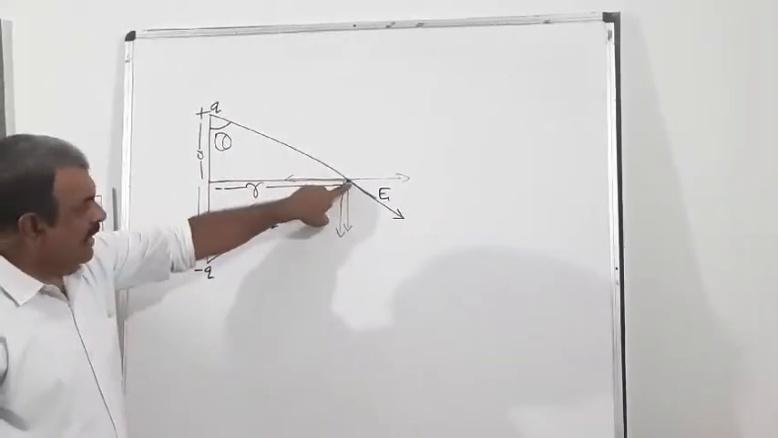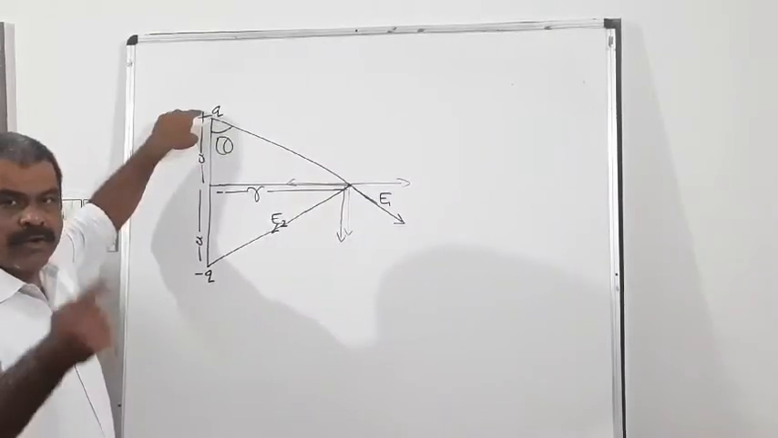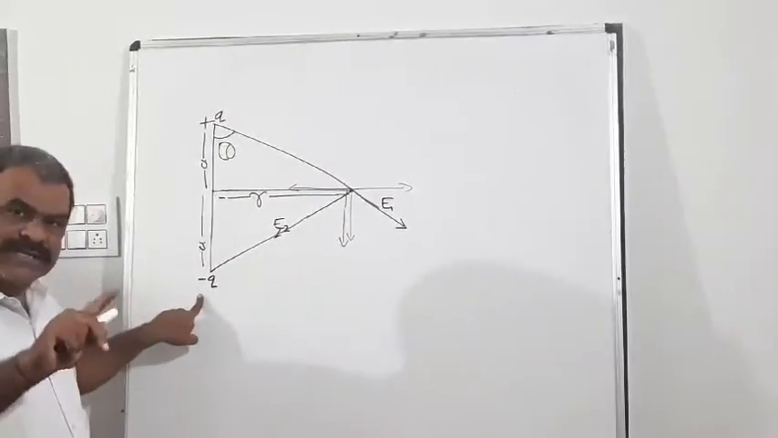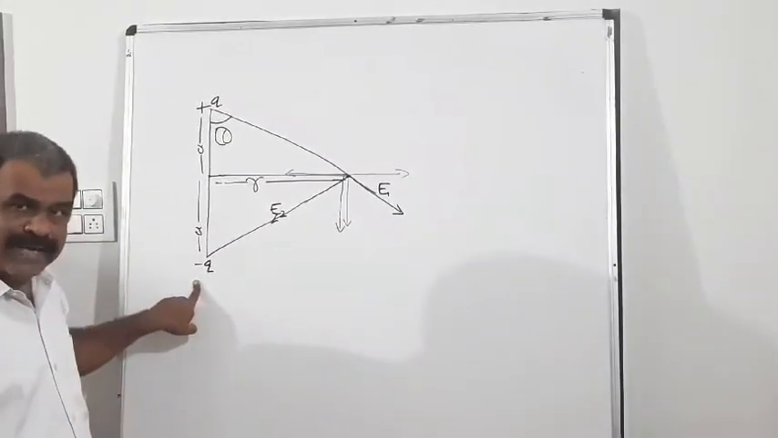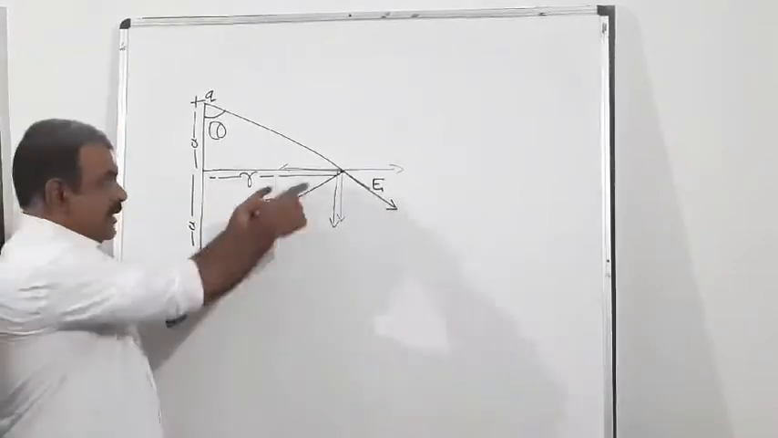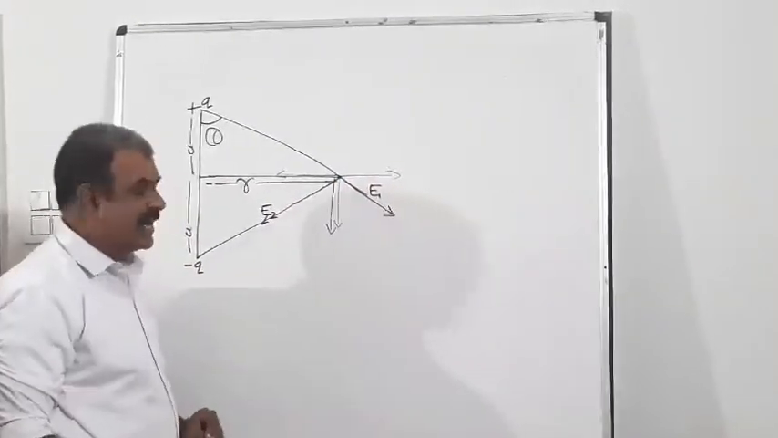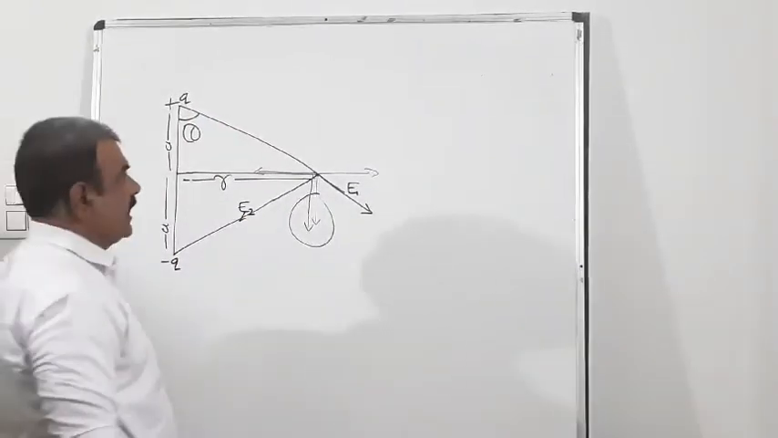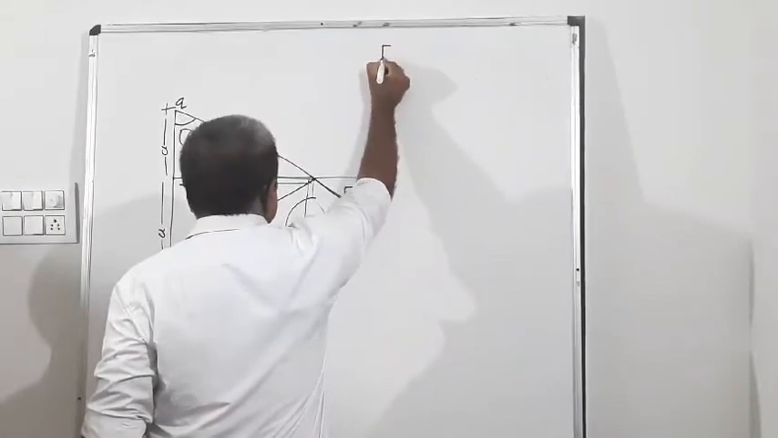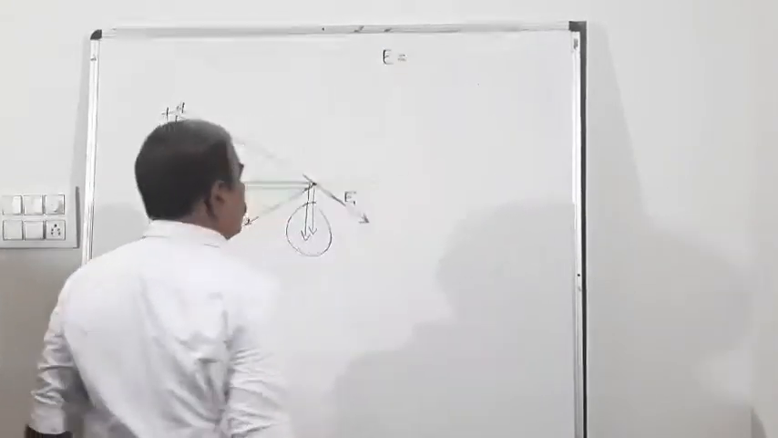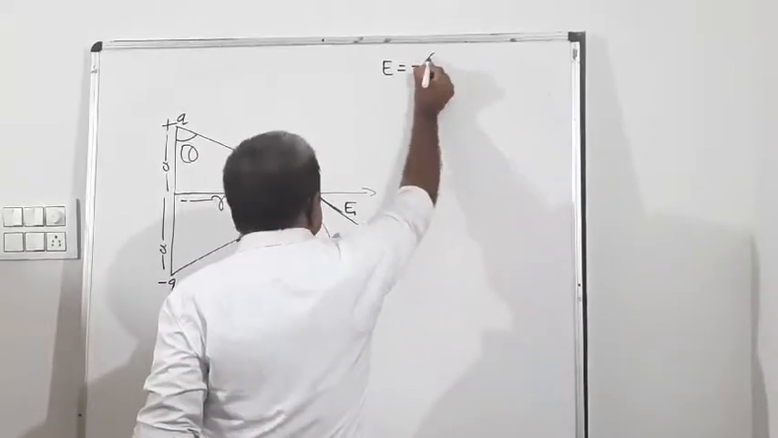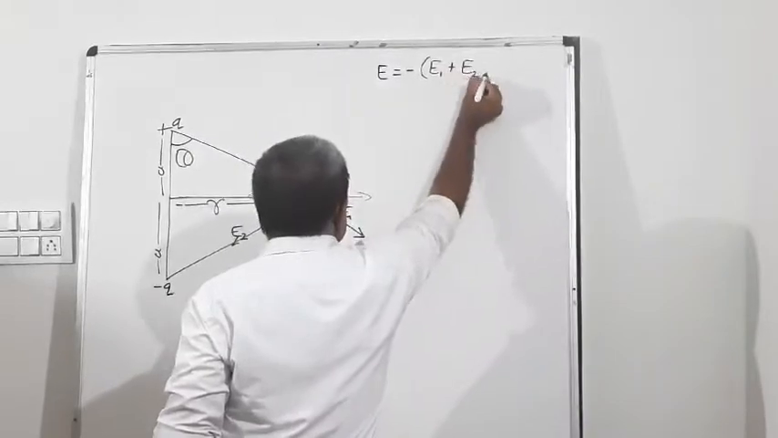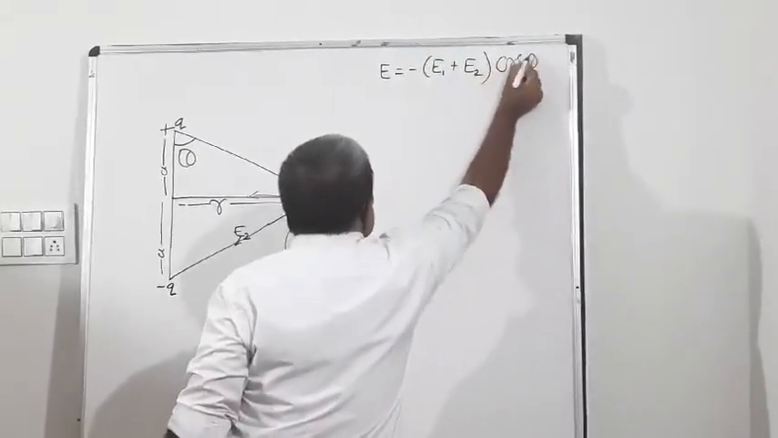What is the magnitude of the field at this point due to the plus Q charge? 1 over 4 pi epsilon 0 Q by R square. The magnitude of the field due to the minus Q charge is again the same, 1 over 4 pi epsilon 0 Q by R square. So magnitude-wise they are the same, and these two components are opposite to each other. So they are cancelling, while these two components are getting added. That's why the net electrical field is equal to minus of (E1 plus E2) into cos theta.